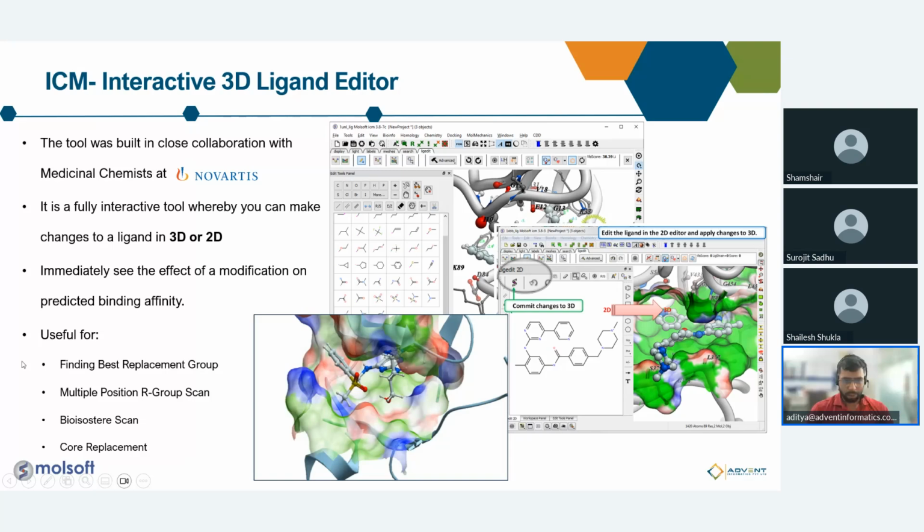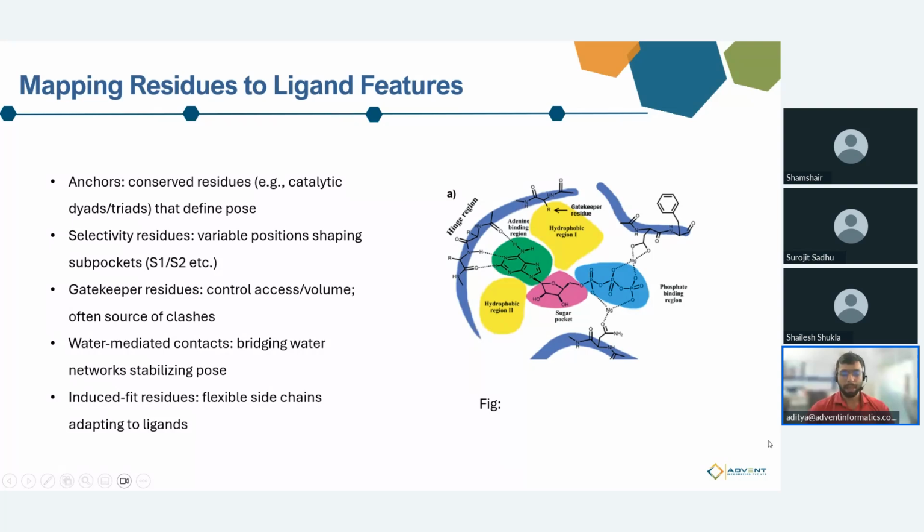Here I have a little video where I can show you how the tool is trying to fit in a functional group and making it to minimum energy state. Going forward, understanding the residue, the geometry, their type is very necessary, right?